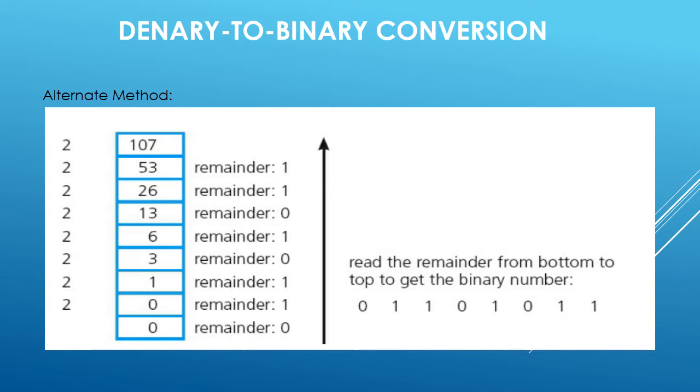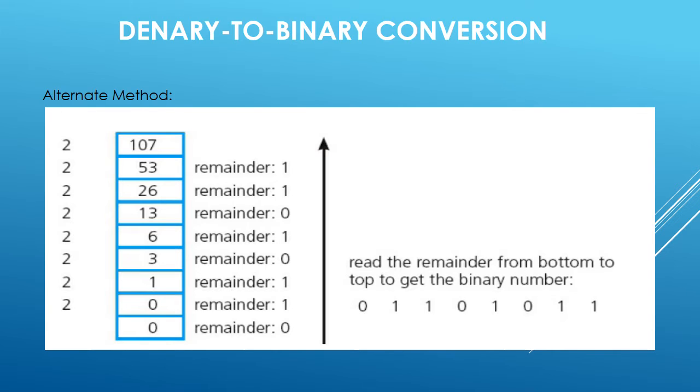To convert a denary number into an equivalent binary number, we have an alternate method known as the remainder method. For example, we have a denary number 107 and we are asked to convert it into the equivalent binary number. So we will divide it by 2. 107 when divided by 2, we'll write the quotient and remainder in parallel. So we got 53 in the quotient and 1 in the remainder.